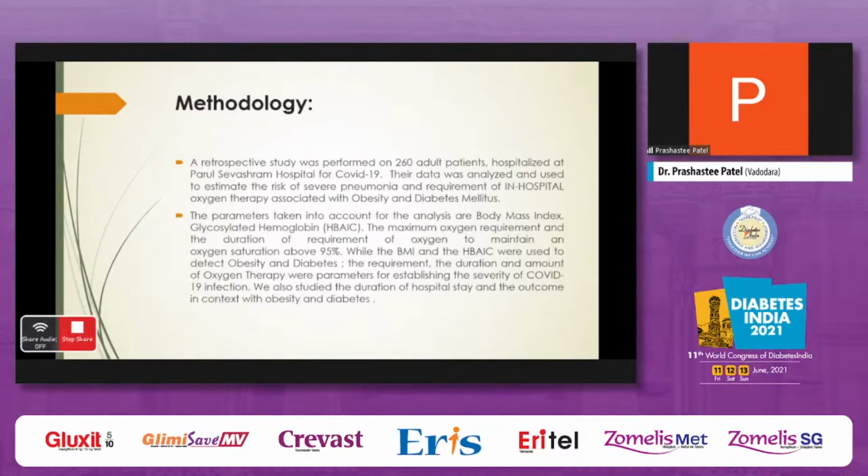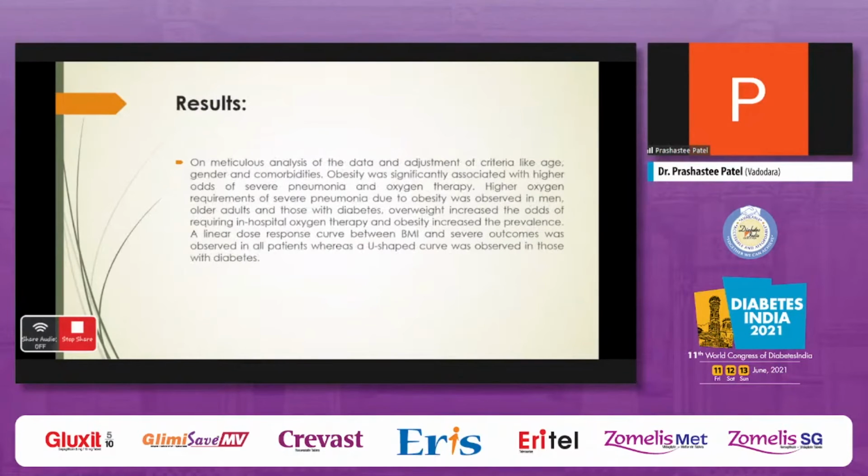The parameters taken into account for the analysis are body mass index, glycosylated hemoglobin, the maximum oxygen requirement, and the duration of requirement of oxygen to maintain an oxygen saturation above 95%. While the BMI and HbA1c were used to detect obesity and diabetes, the requirement, the duration, and the amount of oxygen therapy were parameters for establishing the severity of COVID-19 infection. We also studied the duration of hospital stay and the outcome in context with obesity and diabetes.